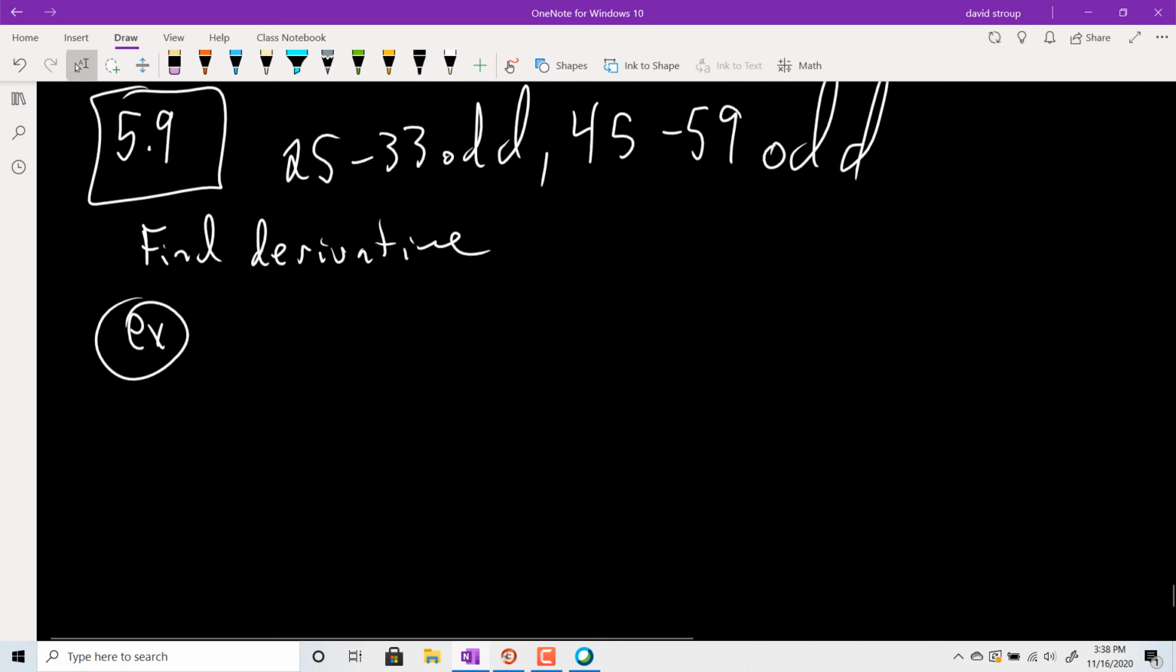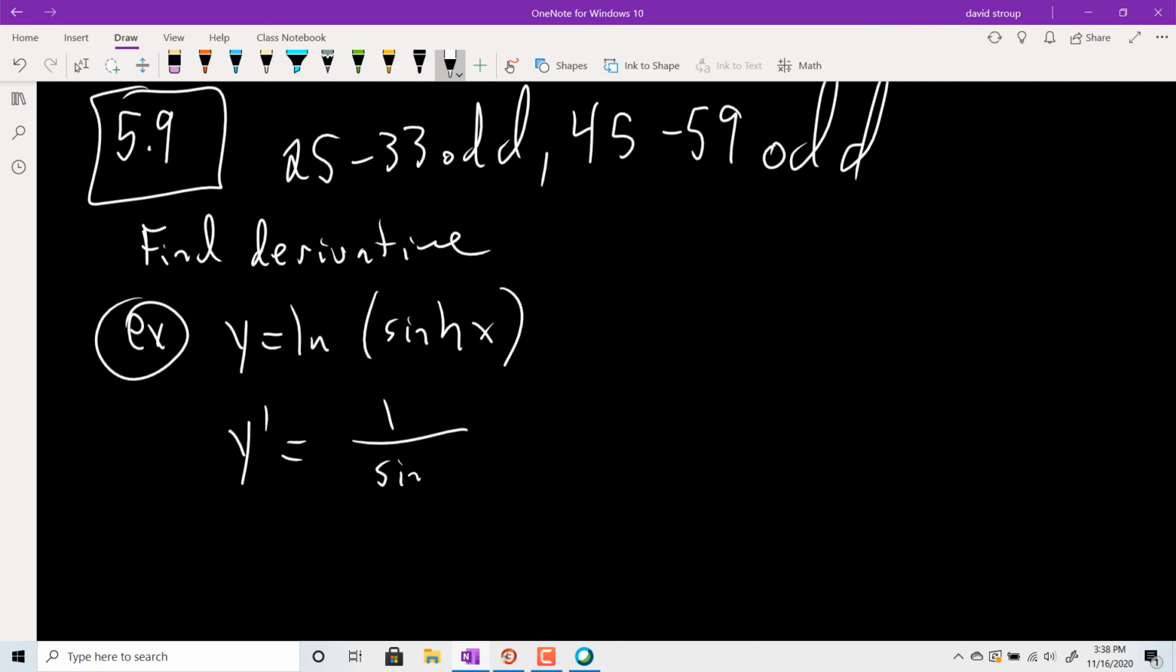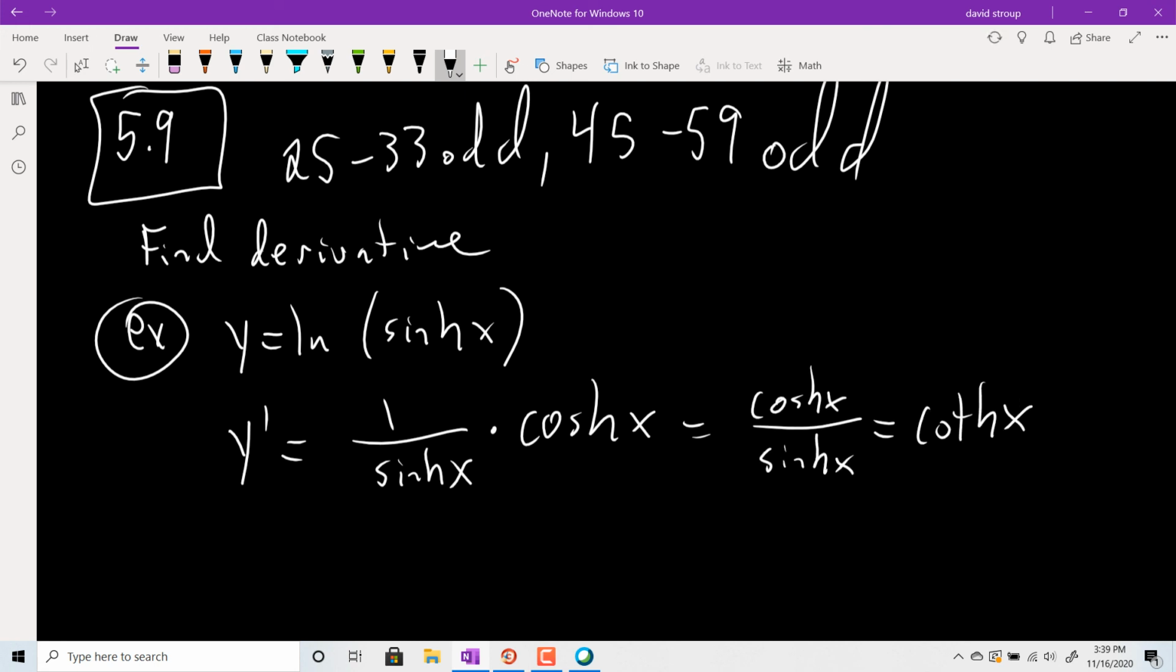Example, y equals the natural log of sinh x. So if you know the trig derivatives, you kind of almost know the hyperbolic derivatives. They're just the same, except the negatives are kind of wishy-washy, right? So anyways, the derivative of this guy, y prime, is going to be 1 all over the guts times the derivative of the guts. That's the chain rule, x. And of course, if you're ambitious enough, you can rewrite it as coth, if you know the identities well enough. But this answer would be fine for me. I would be happy with that.